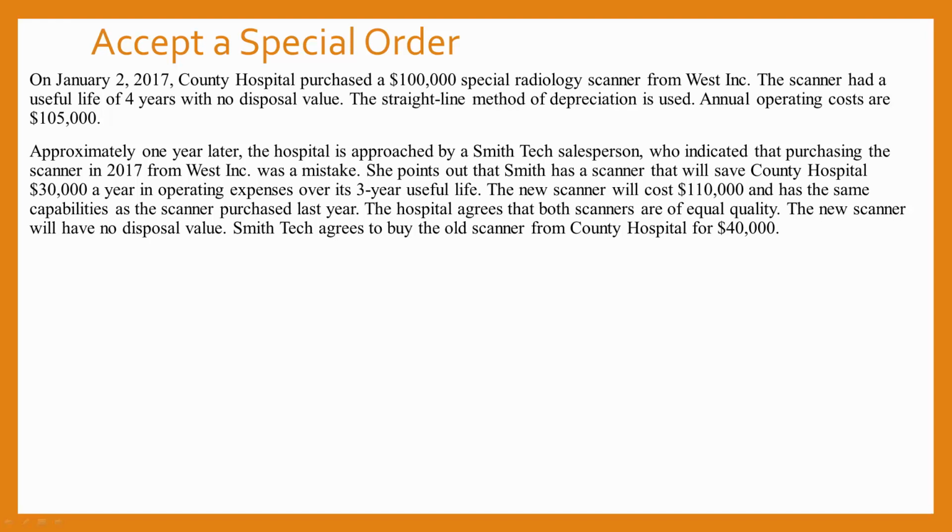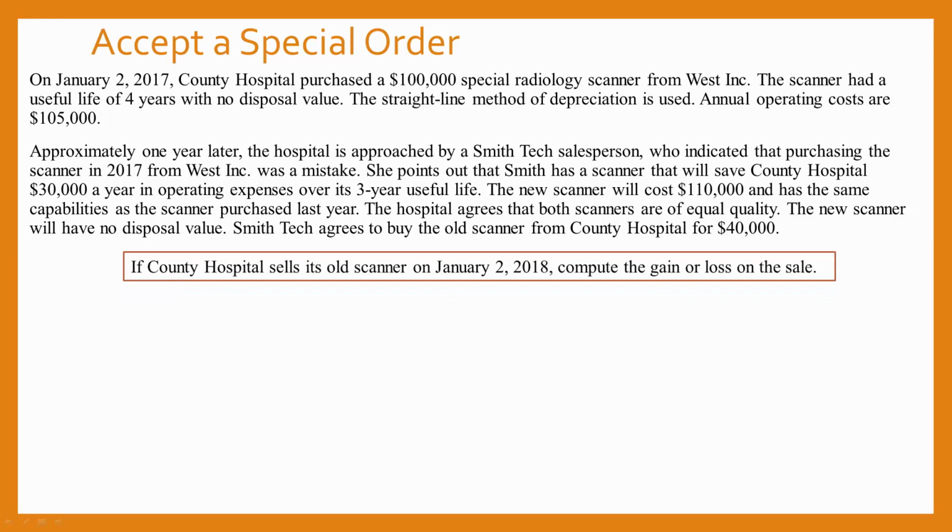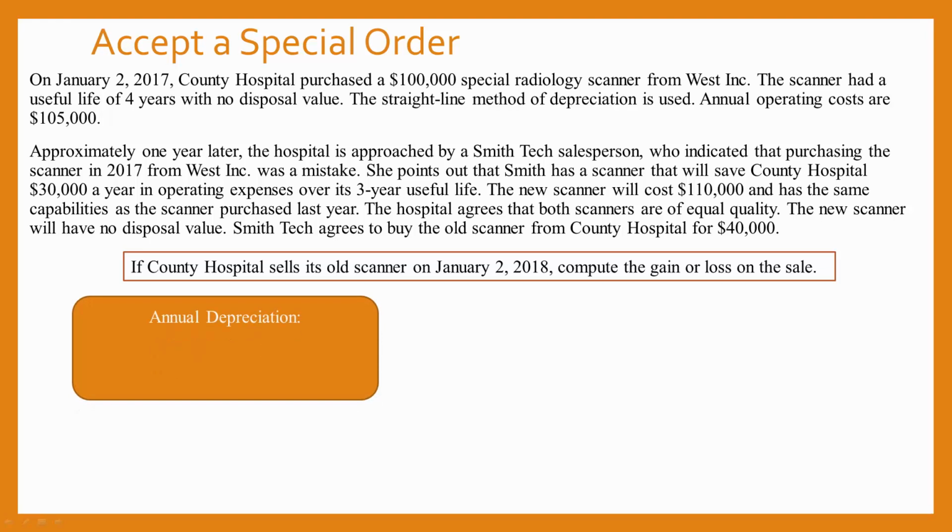for $40,000. So the first thing we're going to look at is if County Hospital sells its old scanner on January 2nd, 2018, what is the gain or the loss on the sale? In order to calculate gains and losses on the sale, we first need to look at depreciation. And so the initial cost minus salvage value divided by useful life is how we find our annual depreciation.